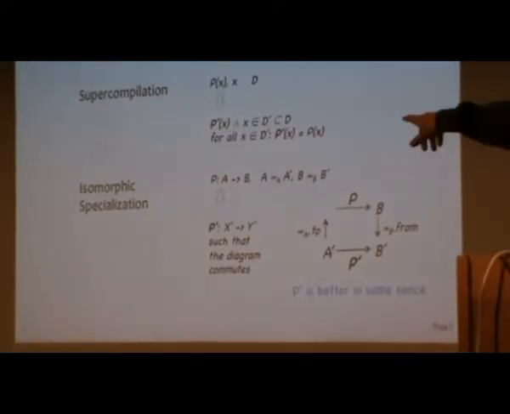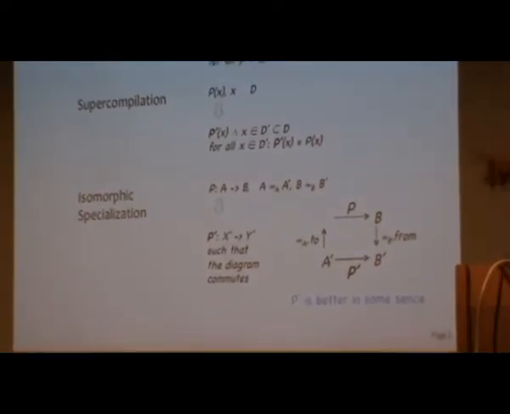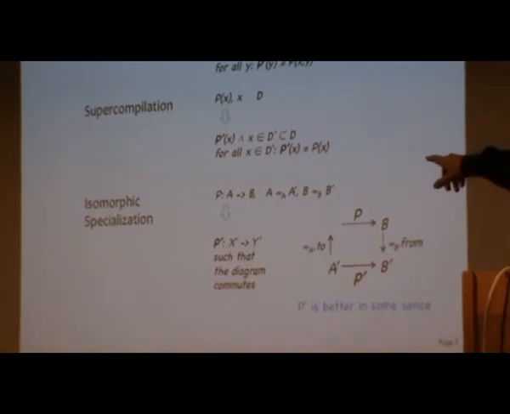Isomorphic specialization in this line is formulated like this. If you have a program from A to B, and you have an isomorphism from A to A prime and from B to B prime, then you can automatically transform this program into P prime, such that the diagrams commute. I will explain how it works on the next slide.